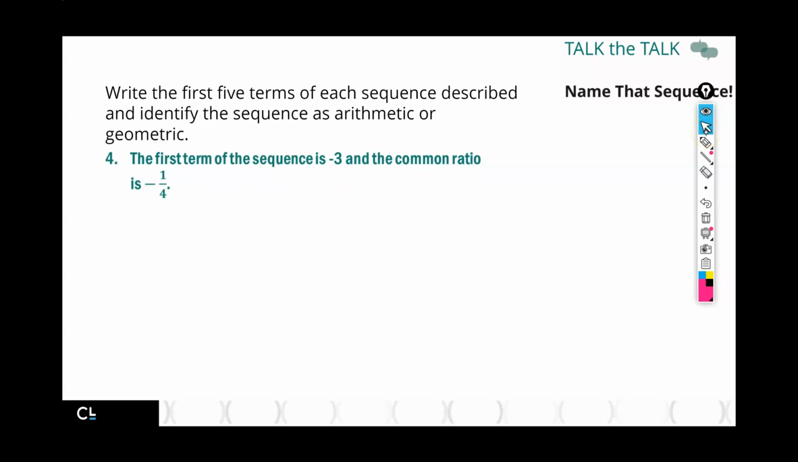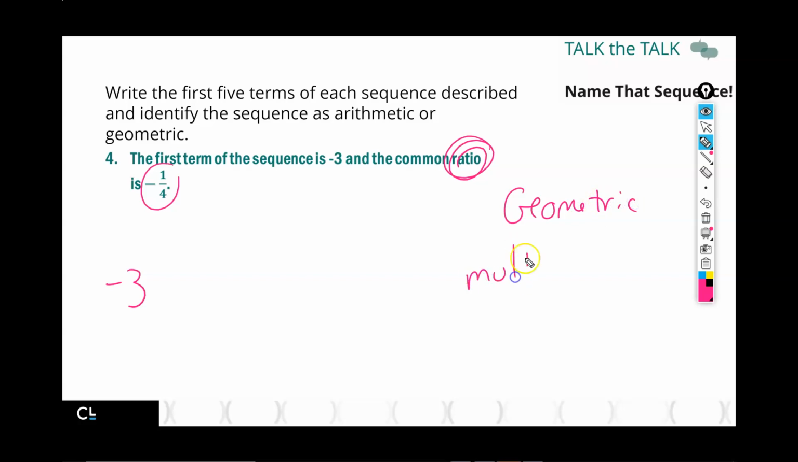Number 4, the first term of the sequence is -3, and the common ratio is -1/4. So if they say common ratio, I'm going to know it's geometric, and I'm going to multiply by negative 1/4, or divide by negative 4, however you want to think about it.